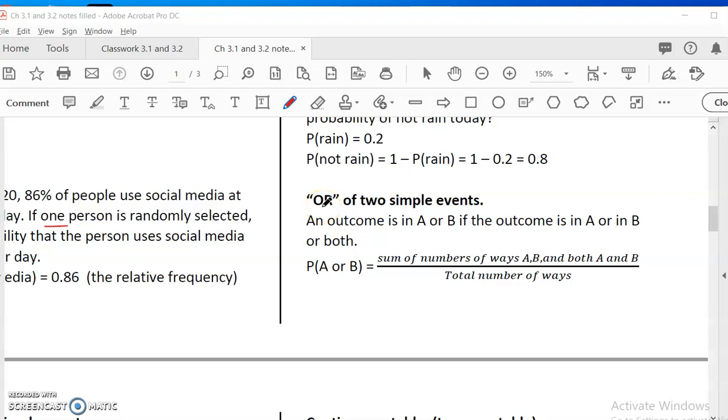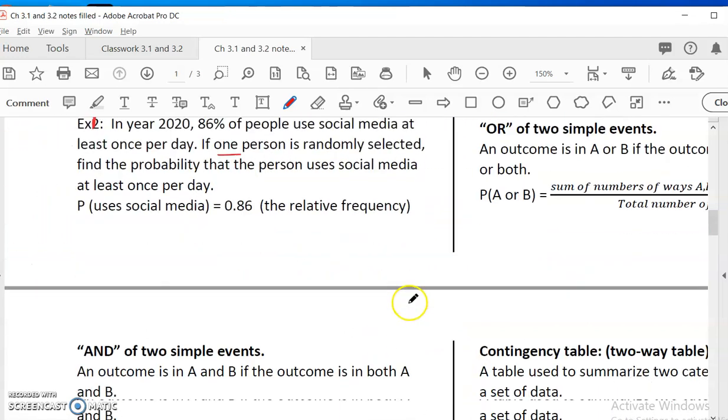Now, or is not the English or, it is more like the logic or mathematics or. So if we say I want to find the probability of A or B, that means the favorable outcome, or the successful outcome, is the number of ways that A happens, B happens, or both A and B happen. And of course the sample space is still the total number of ways for that one procedure. So this is about one procedure, but your outcome can include multiple things.